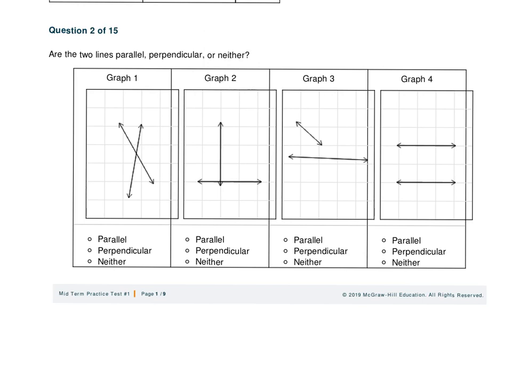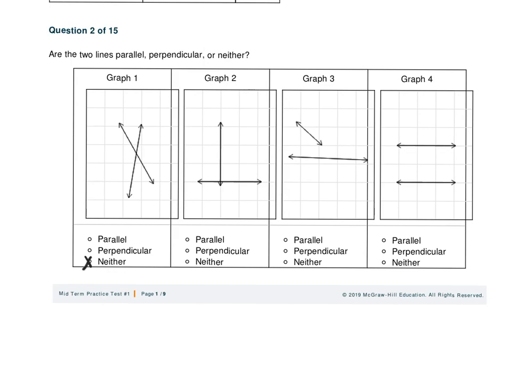Our perpendicular lines, they will cross, but what's important about them and why they're perpendicular is they will form a right angle. Kind of like the intersection of Locust and 18th. They all form right angles. It's a perfect intersection there to make the right angles. So if you look at graph 1, yes, they intersect. But they are not perpendicular because they don't form that right angle. So number 1 is going to be neither.